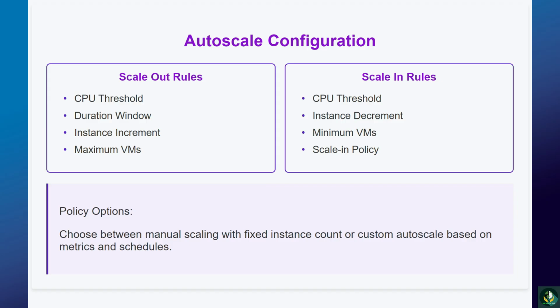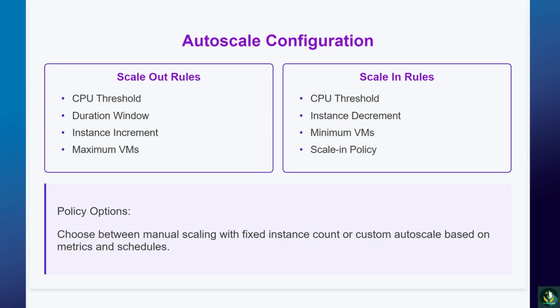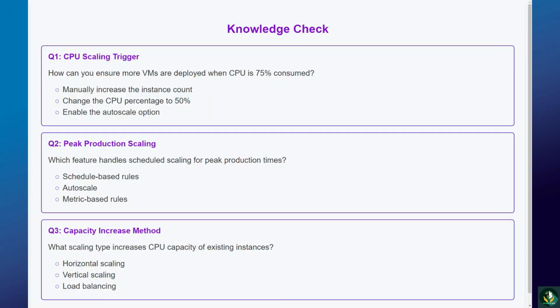For scale-in, implement gradual reduction. Protect critical workloads. Consider session handling. Plan for data consistency. For monitoring, set up alerts and track scaling events. Monitor costs and review effectiveness. Let's go through each question and understand the correct answers and their explanations.